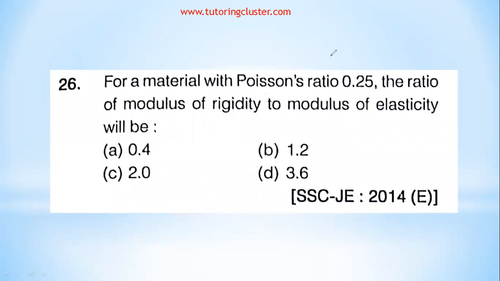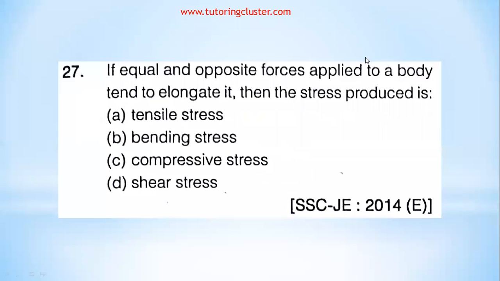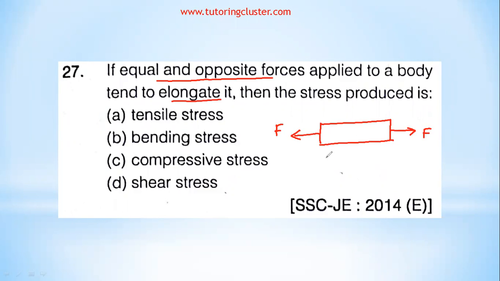Next, question number 27. If equal and opposite forces applied to a body tend to elongate it, then the stress produced is. It's a very simple question. There is a body and there are two equal and opposite forces trying to elongate it. That means there will be an increase in length and a decrease in diameter of the body. So it is going away from the center. Basically, it will be of tensile nature.